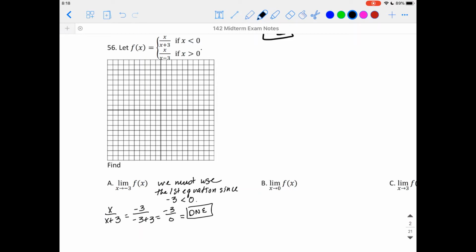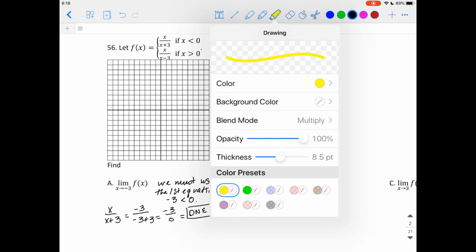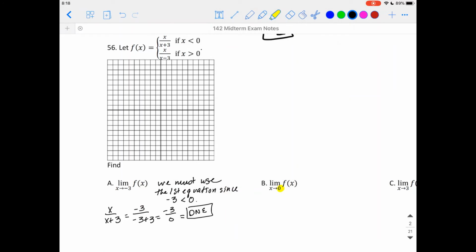For part B, the limit of f of x as x approaches 0. Well, in this case, this 0 happens to be a very important piece of the information of the piecewise function. So in order to do it algebraically without having to see the graph, since we have to analyze it coming from the left and coming from the right, we actually have to use both equations.